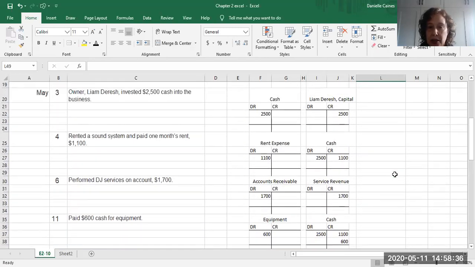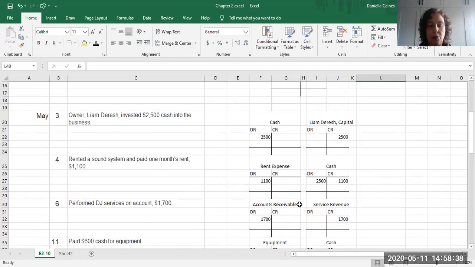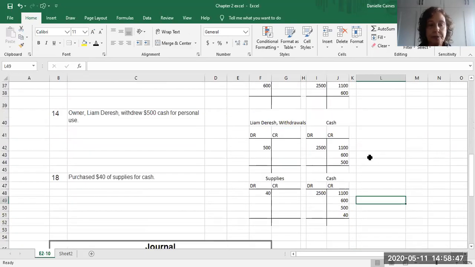And now we're going to put those into proper journal entries. So we're going to take all these accounts that we just put in our T accounts, and we're going to convert them into journal entries. So the first one was cash, Liam Darish Capital. So debit to cash, credit Liam Darish Capital.